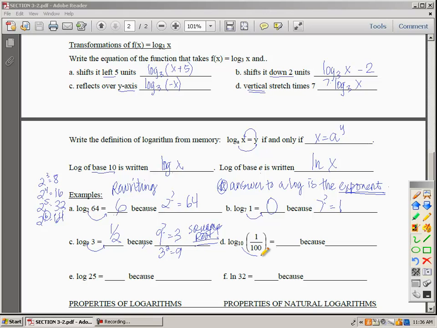Okay, let's go to the next one. D, 10 to what power is 1 over 100? Well, how do 10 and 100 relate? 100 is the same thing as 10 squared. And it went from a whole number to a fraction, which means my exponent has to be negative, so my answer is -2.